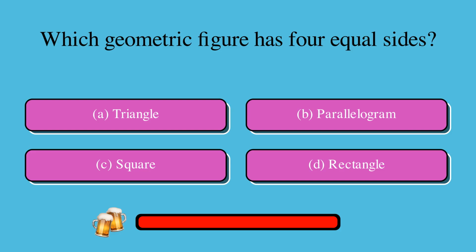Which geometric figure has four equal sides? Is it A, triangle, B, parallelogram, C, square, or D, rectangle? The correct answer is C, square.